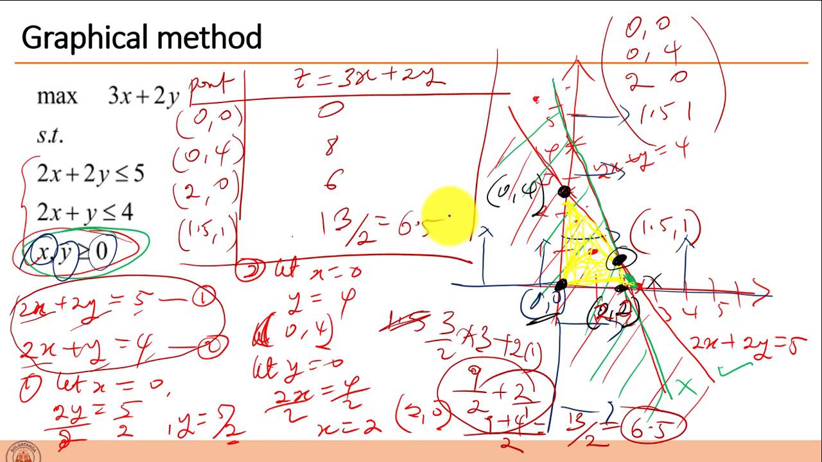Which of them will give us the maximum? The maximum will come from here. So use 4 of the y's and don't consider the x, and you will get a maximum profit of 8. This is how we solve using the graphical method.